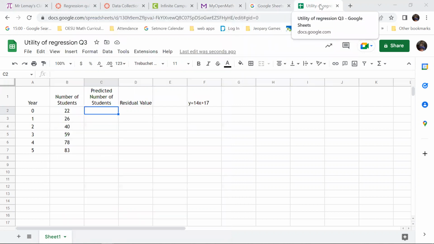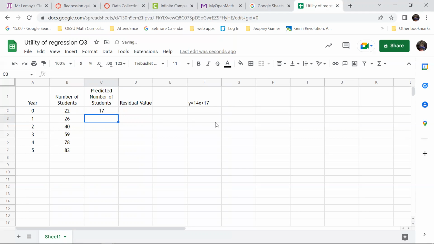So we would do this by hand. I would do 14 times 0 plus 17 is what the equation predicts. Notice that's not the number of students. This is what the regression equation predicts. It's not going to fit that data exactly. That's why we get the residual. These are the actual data points, right? Okay, so this is going to be 17, because 14 times 0 plus 17 is 17.